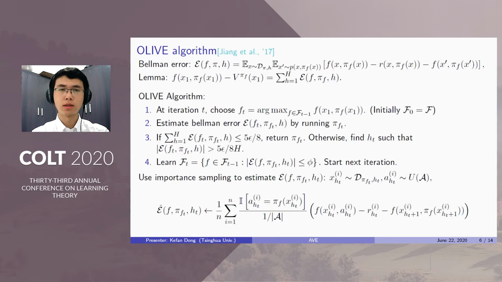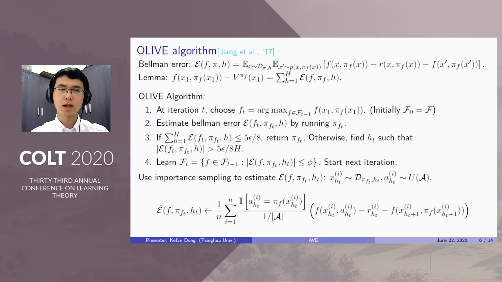Jiang et al. proposed the OLIVE algorithm based on these observations. The algorithm has 4 steps. First, it will select a function with maximum value, and then estimate its Bellman error with respect to the greedy policy. If the Bellman error is small, then the total reward of this greedy policy is at most epsilon less than the function value. And because of the realizability assumption, the greedy policy is near optimal.